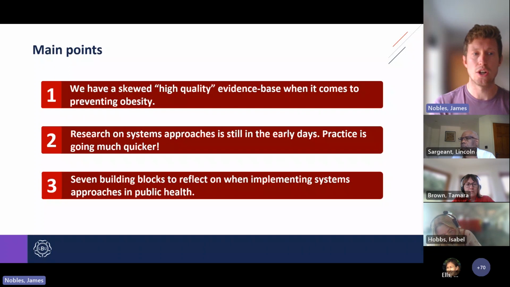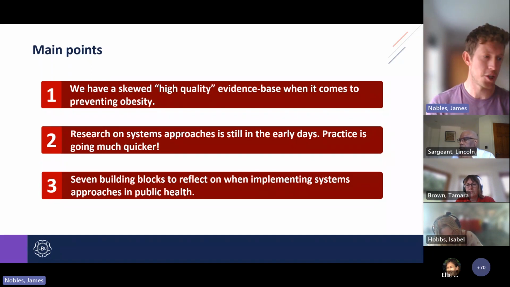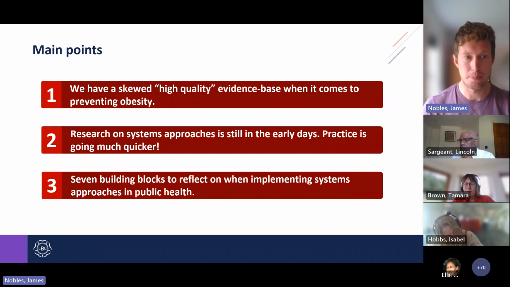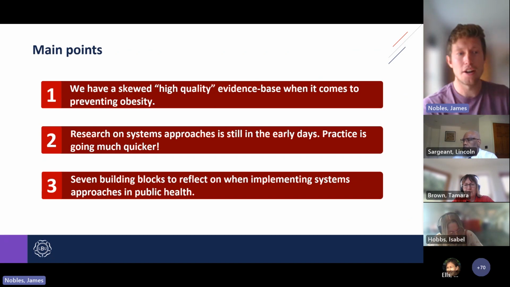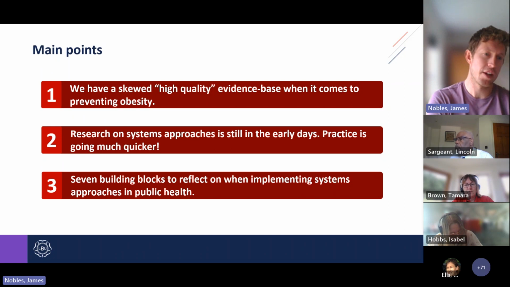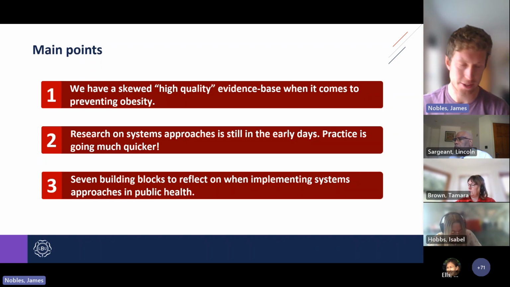The next bit is to look at where the research is at with regards to systems approaches. And as it says here, it's still very much in the early days. But the good news is, from a practice point of view, things seem to be going much, much quicker. So shout out to people who are working in the research and academic fields. We need to roll up our sleeves and get doing a bit more research and evaluation on what's already underway. And then the final bit that I'm going to present is about the core building blocks for us to reflect on when implementing a systems approach in a public health context.